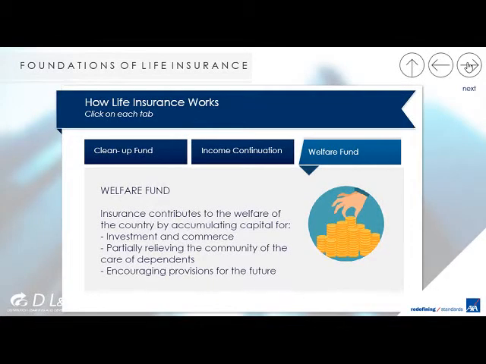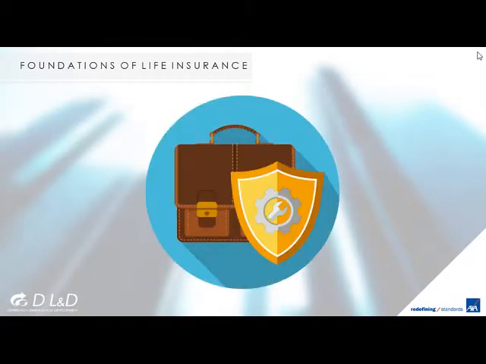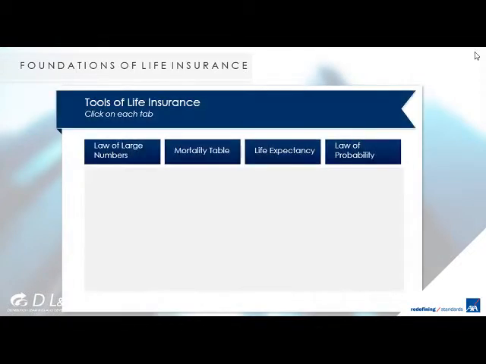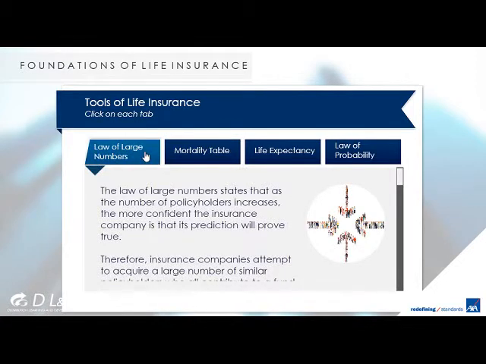The law of large numbers states that as the number of policyholders increases, the more confident the insurance company is that its prediction will prove true. Therefore, insurance companies attempt to acquire a large number of similar policyholders who all contribute to a fund which will pay the losses. This is used to estimate the losses a certain group of insured people may have in the future. This is referred to as loss frequency.